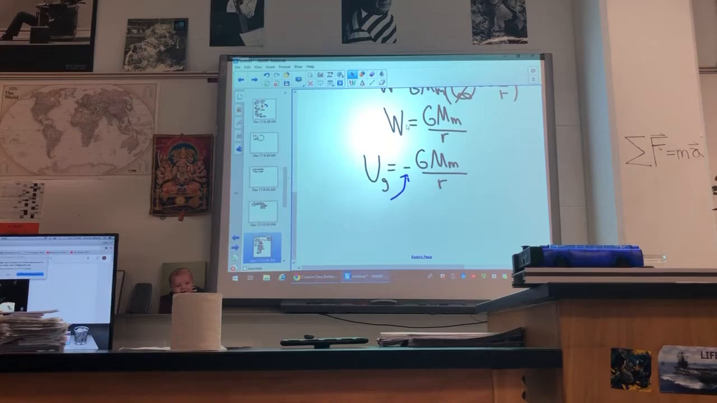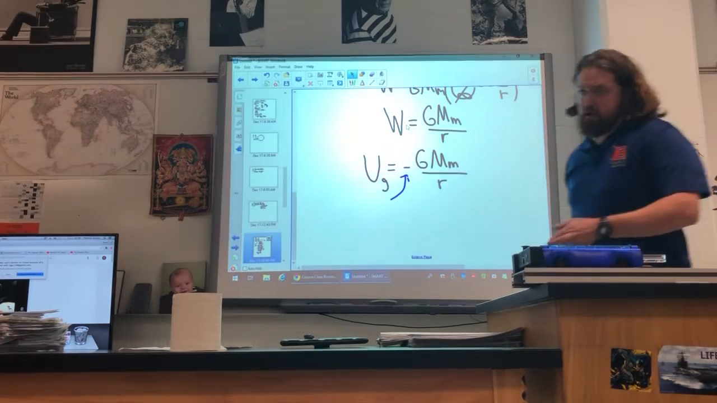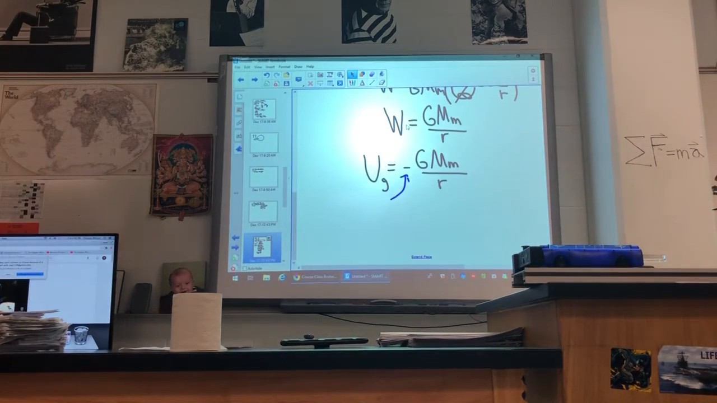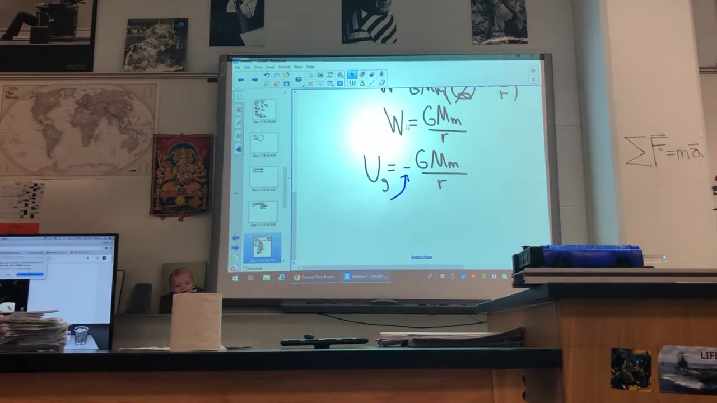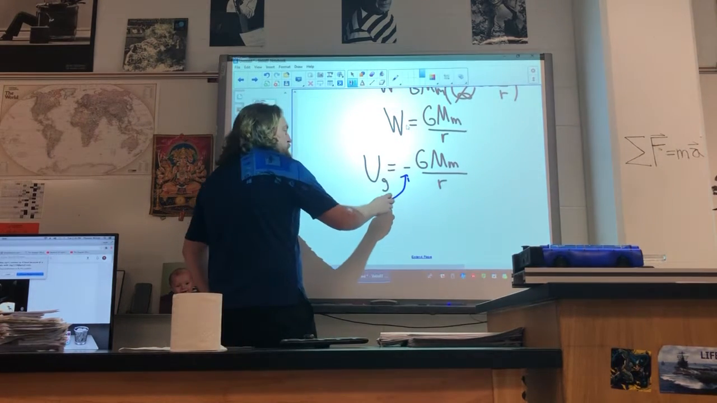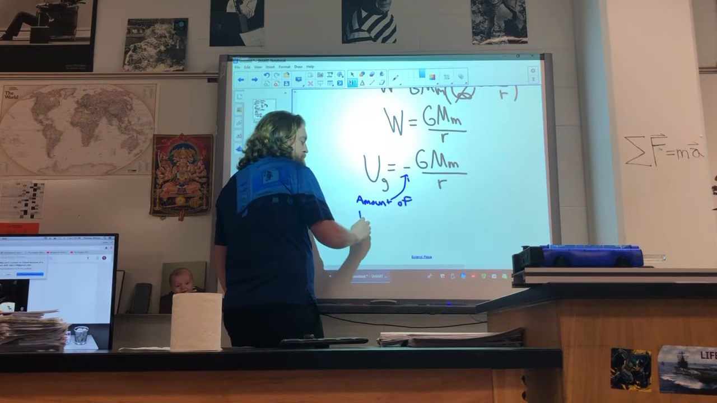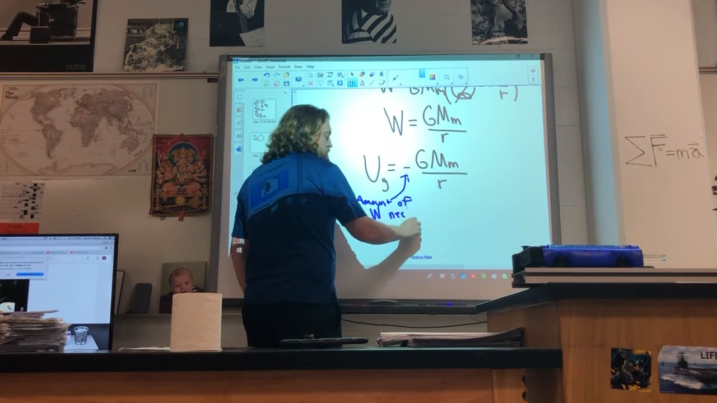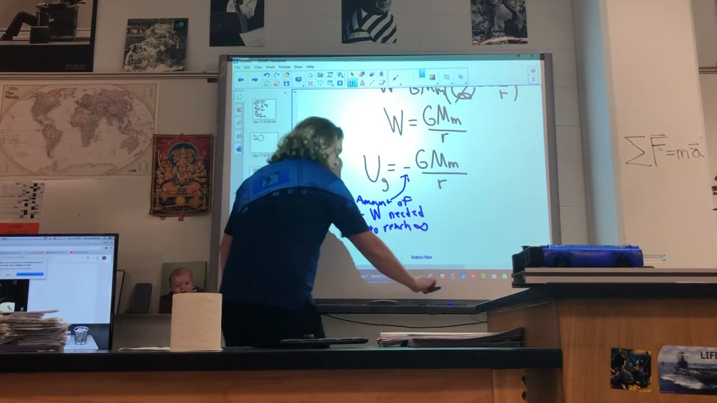Y'all see what I mean? So in other words, if you did positive GMm over R of work, you're going to reach a zero state. And thusly it's defined as negative potential energy. So it's becoming a smaller and smaller negative quantity as you're moving away, and a larger and larger negative quantity as you're getting closer. That negative is basically the amount of positive work you need to do to reach infinity.